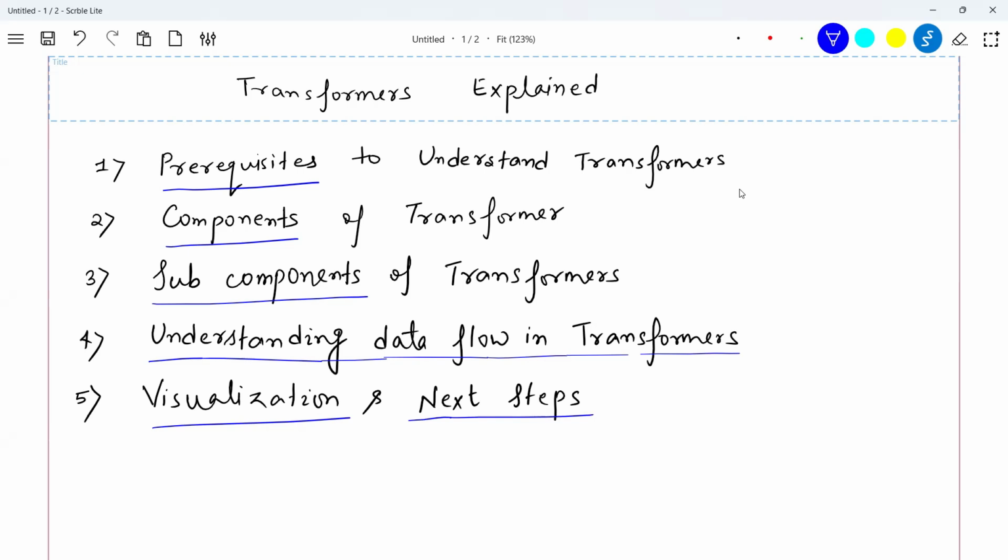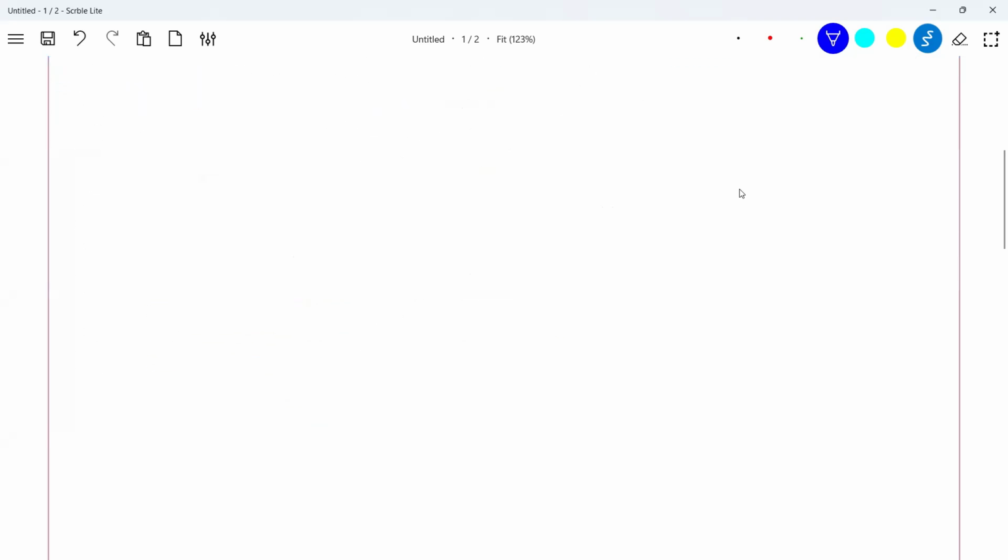First of all, what are the prerequisites to understand transformers? Let's be very, very clear on this. Otherwise, you will get lost and it will not be easy for you to digest the concepts. Okay, so what is a transformer? Basically, a transformer is a combination of multiple things.